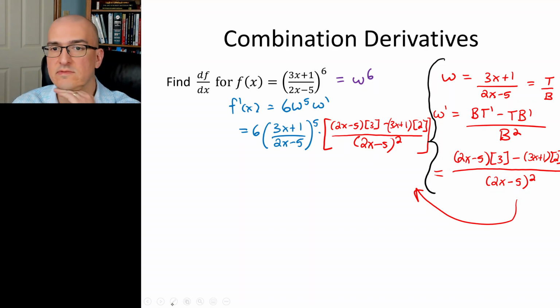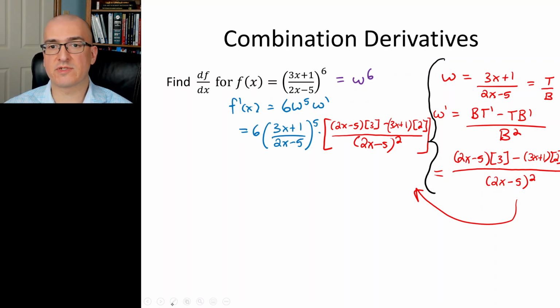It's kind of messy, it's kind of yucky, but it's mechanical. You don't have to think very much. You think, all right, this is a function to a power, so I use that special chain rule. For w prime, w is a quotient, so I need a quotient rule for that. It's just keeping track of all the rules that you need to use to take the derivative.